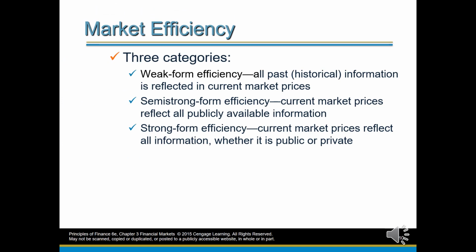Market efficiency. 3 categories. Weak form efficiency. All past or historical information is reflected in current market prices. Semi-strong form efficiency. Current market prices reflect all publicly available information. Strong form efficiency. Current market prices reflect all information, whether it is public or private.